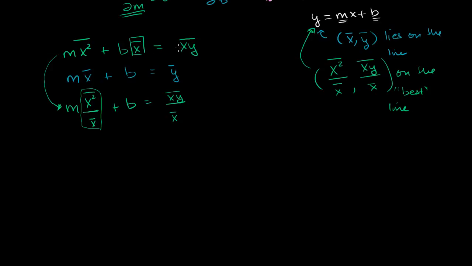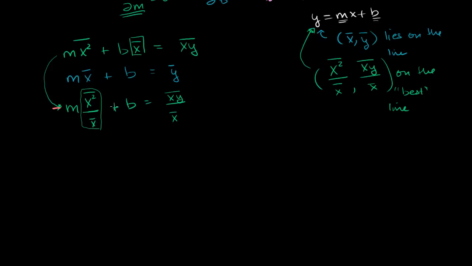So let me rewrite this top equation just the way it's written over here. So we have m times the mean of the x squareds plus b times the mean of... actually, we could even do it better than that. One step better is, based on the work we did in the last video, we can just subtract this bottom equation from this top equation. So let me subtract it, or let's add the negative.